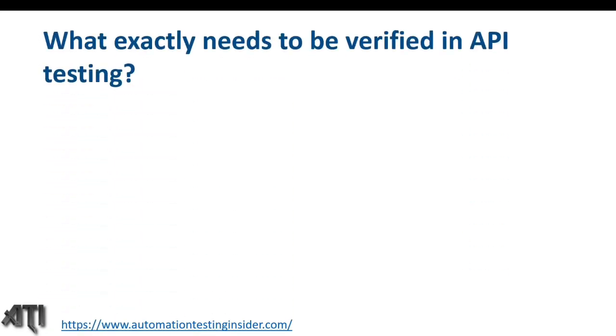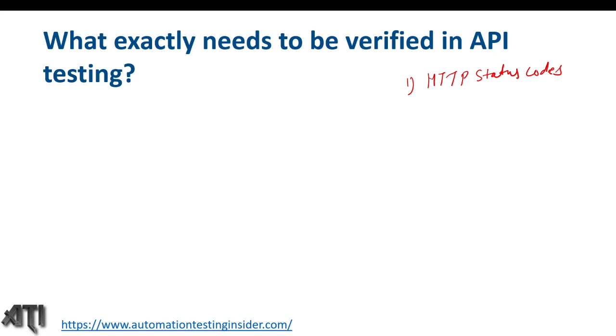Now let me talk about exactly what things we verify. We have seen different kinds of testing, but what exact things can we perform using API testing? The first thing is we can verify the HTTP status codes. What are these status codes?